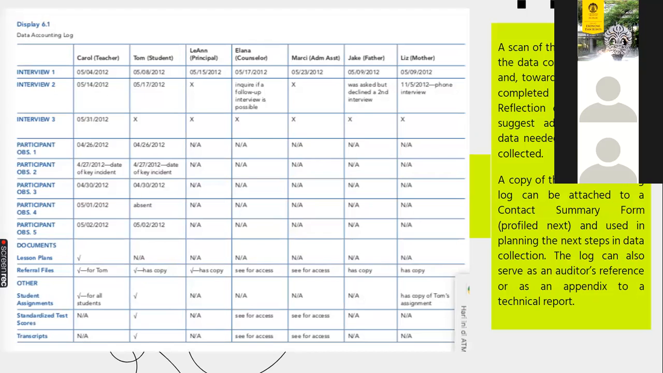Okay, so here is the example of a data accounting log. A scan of the form shows both the data collection in progress and towards a study's end. Reflection on the log might suggest additional forms of data needed or that could be collected. This data accounting log is usually attached to a context summary form, which will be discussed later on, and used in planning next steps in data collection. The log can also serve as an auditor's reference or as an appendix to a technical report. Next slide.